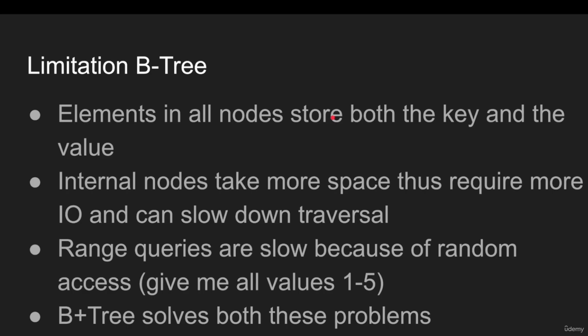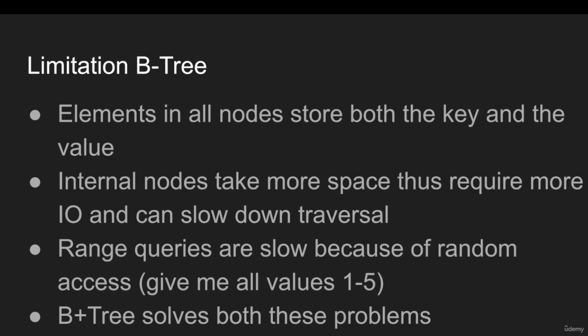Okay, what are the limitations of B-trees? B-trees are not perfect. That's why a variation was created to solve these limitations. So, the first problem is that elements in all nodes store both the keys and the values, right?